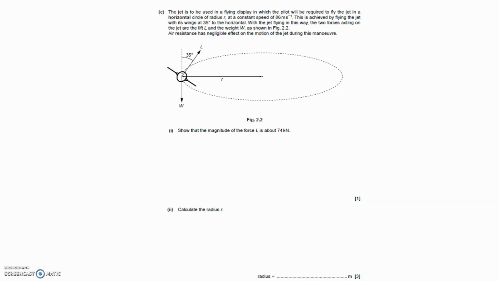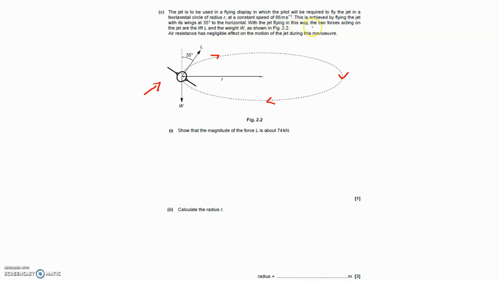It's about a jet which is used in a flying display in which the pilot will be required to fly the jet in a horizontal circle of radius r. So here's our jet, and the pilot has to fly the jet in a horizontal circle. So how is this achieved? This is achieved by flying the jet with its wings at 35 degrees to the horizontal.